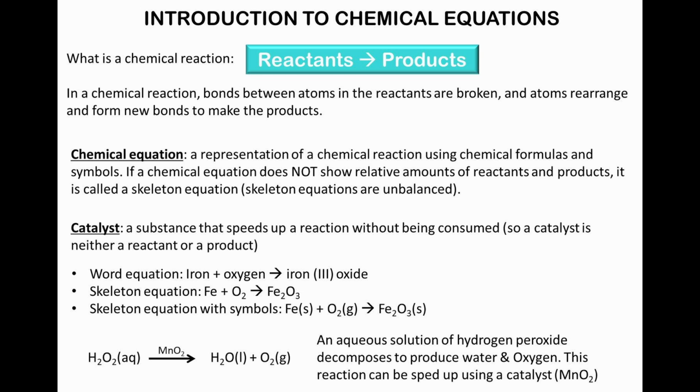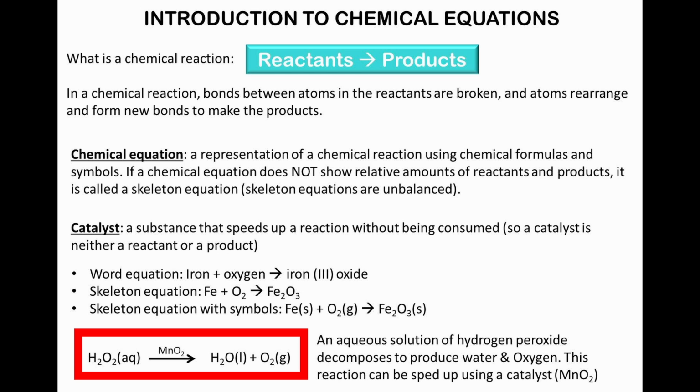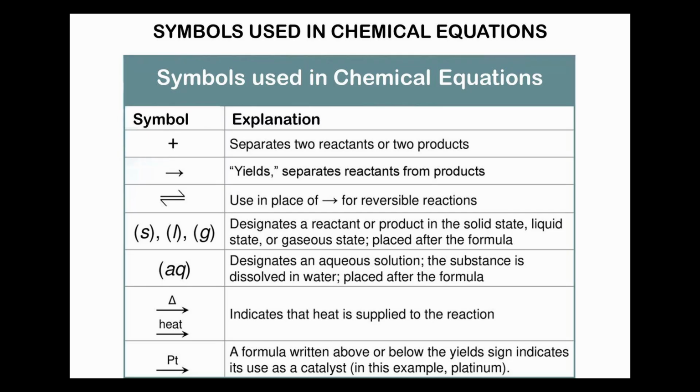If a chemical equation does not show relative amounts of reactants and products, it is called a skeleton equation. Note that skeleton equations are unbalanced. A catalyst is a substance that speeds up a reaction without being consumed, so a catalyst is neither a reactant or a product. Example of a reaction with a catalyst: an aqueous solution of hydrogen peroxide decomposes to produce water and oxygen. This reaction is very slow, but can be sped up using a catalyst, like manganese oxide.